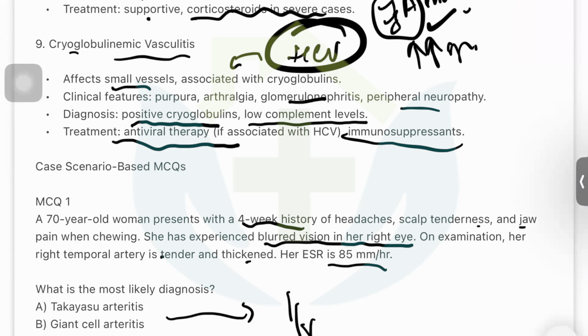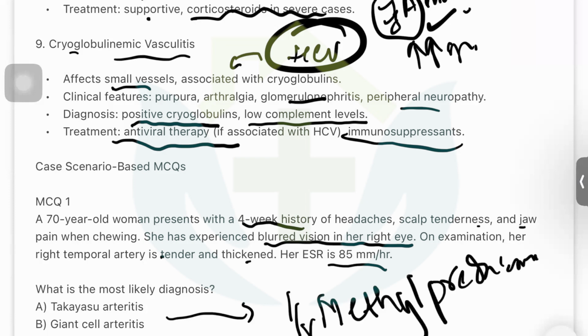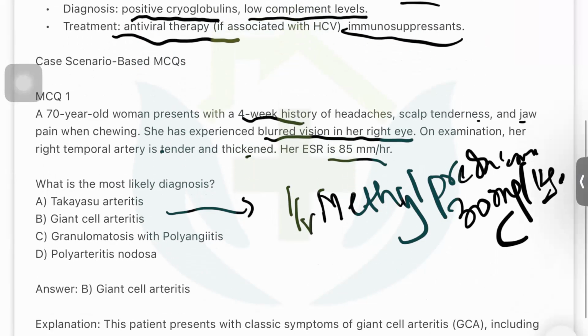IV methylprednisolone, not prednisone. So be very, very specific. What is the dose? 1 gram per day for 3 days. So 30 milligrams per kg per day. You might be required to give 1800 milligrams for a 60 kg woman.